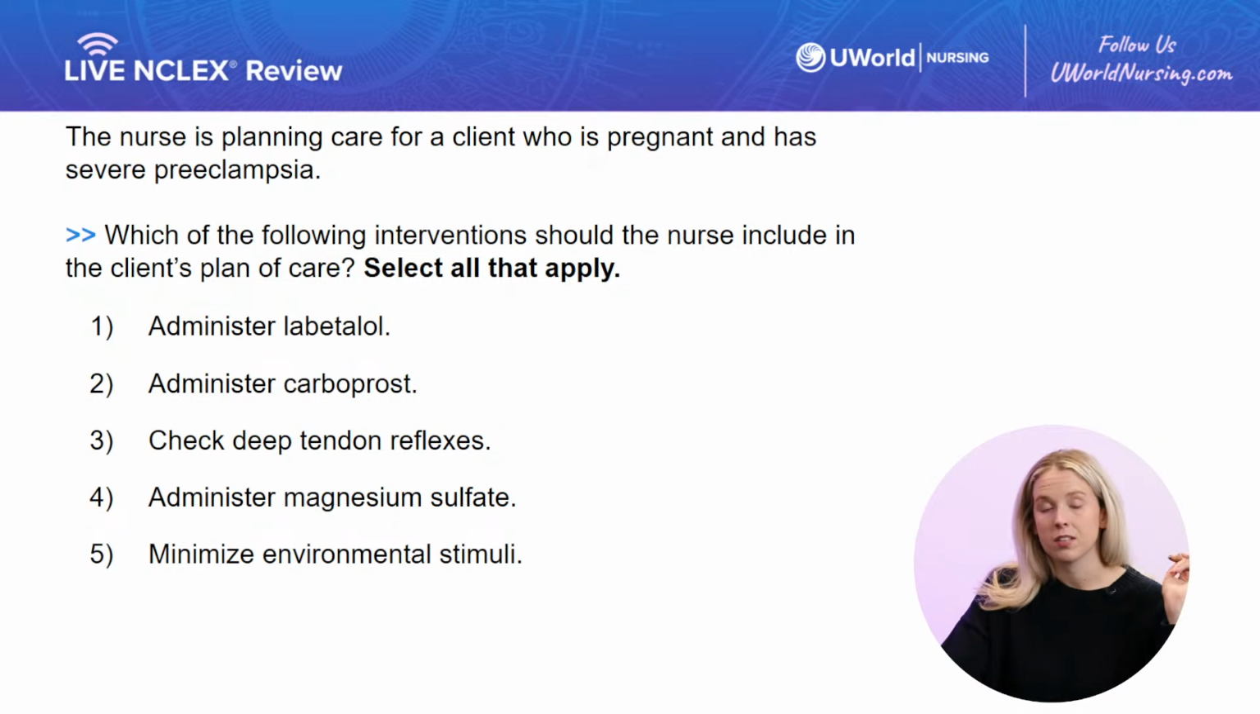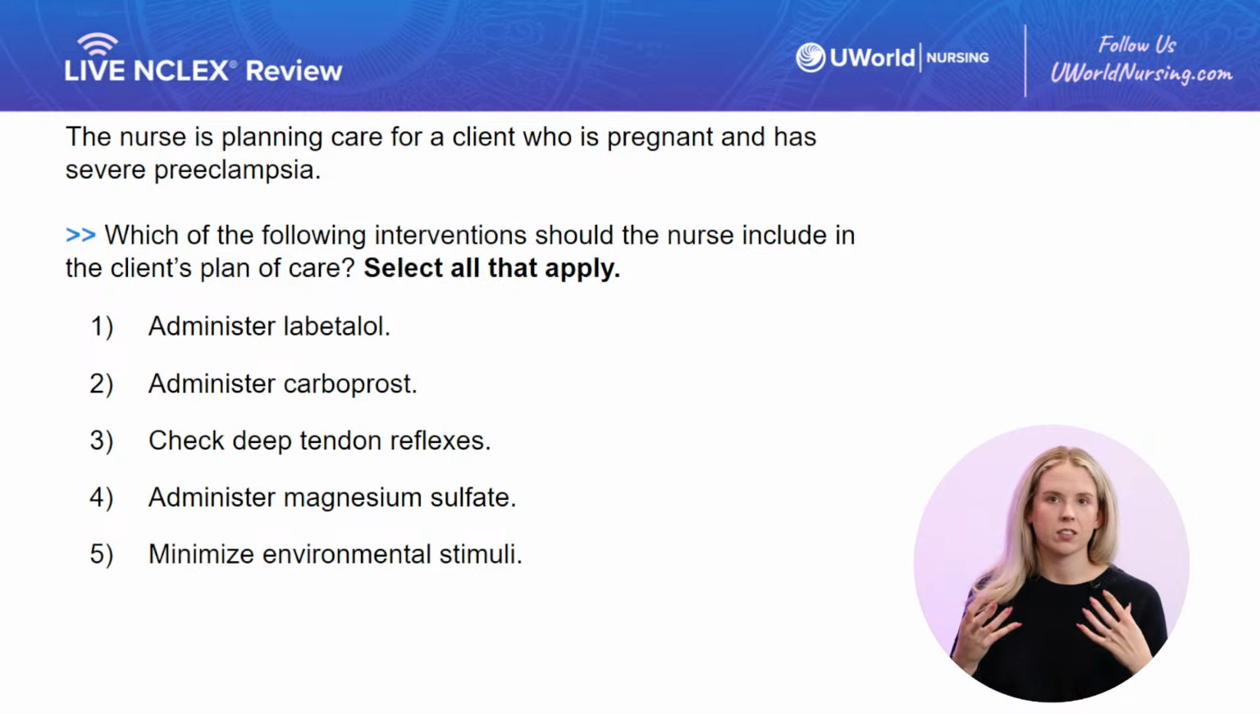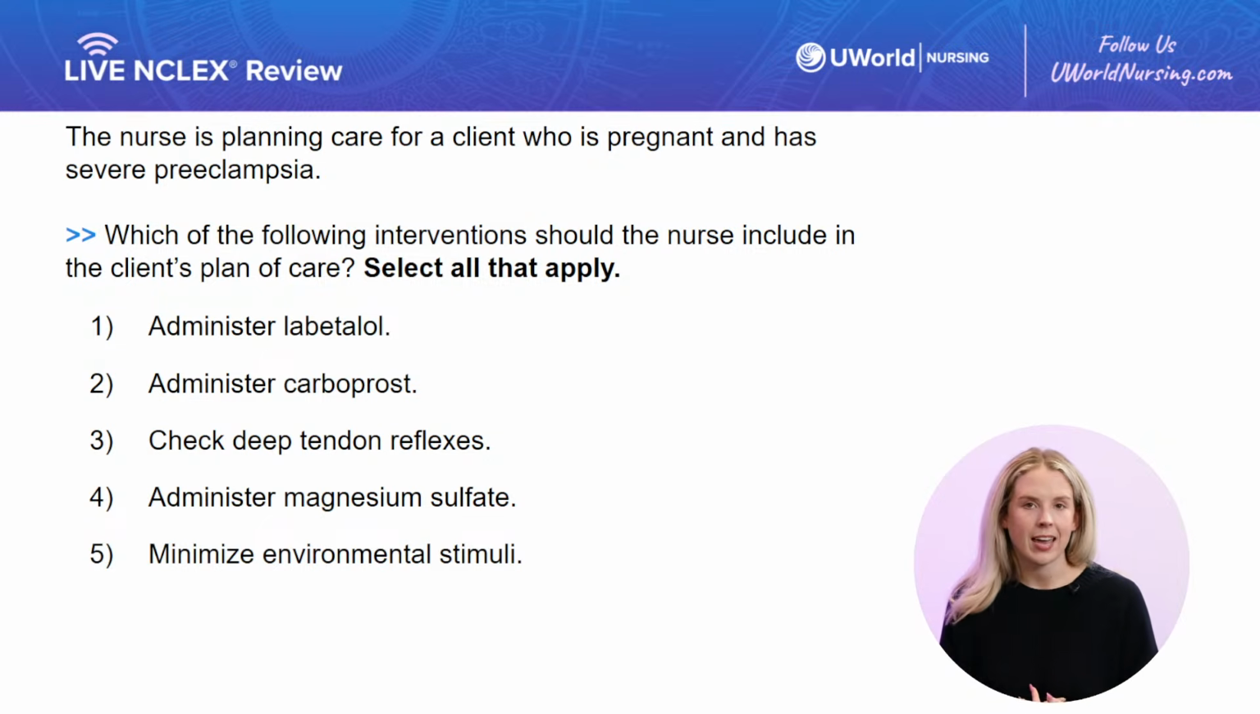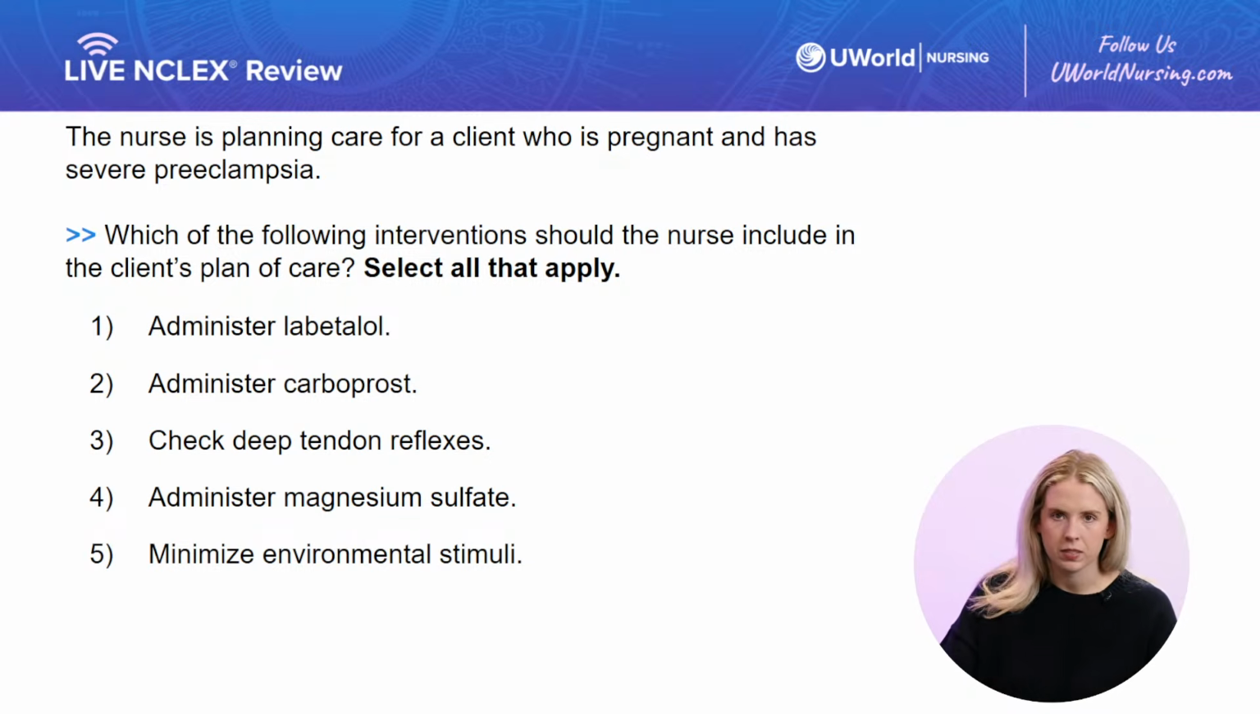Option 2, carboprost. This was incorrect. This is also called Hemabate, and it's given to help the uterus contract after delivery if there's excessive bleeding. This is typically given in the case of a postpartum hemorrhage. It's not going to be given in an antepartum setting. Remember, this client is still pregnant. They have not been delivered yet.